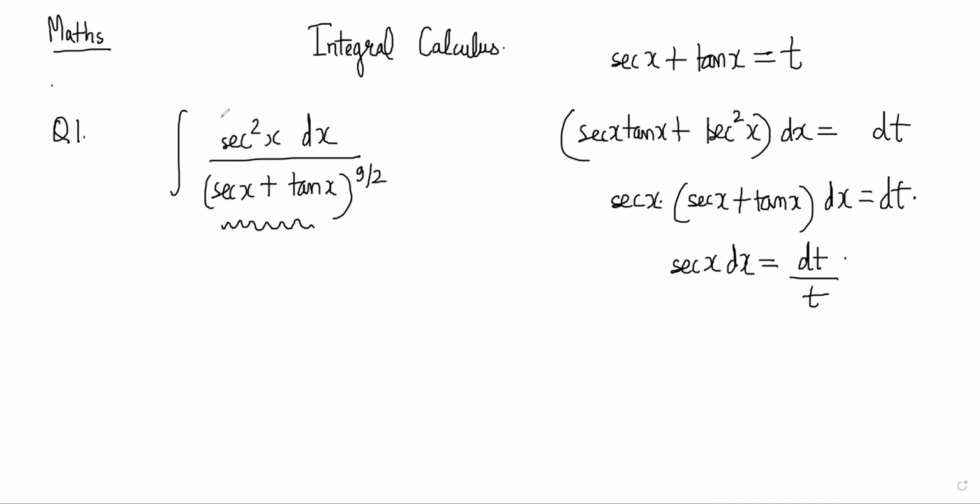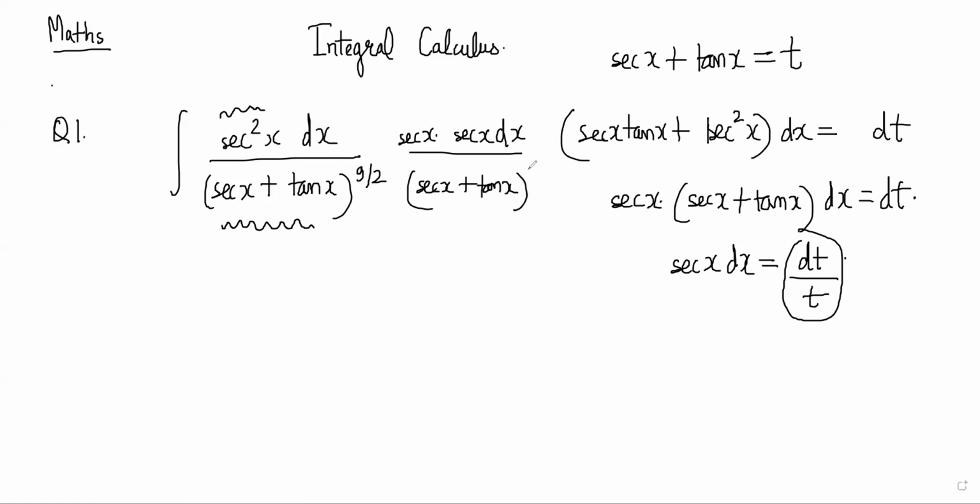But the problem is that there is a sec square x dx. So what you need is, sec square x can be written as sec x times sec x dx. The sec x dx part is sorted for us because we can write it as dt by t. So the only thing left is to convert sec x in terms of t, right? If you could write sec x in terms of t, everything is now in terms of t.